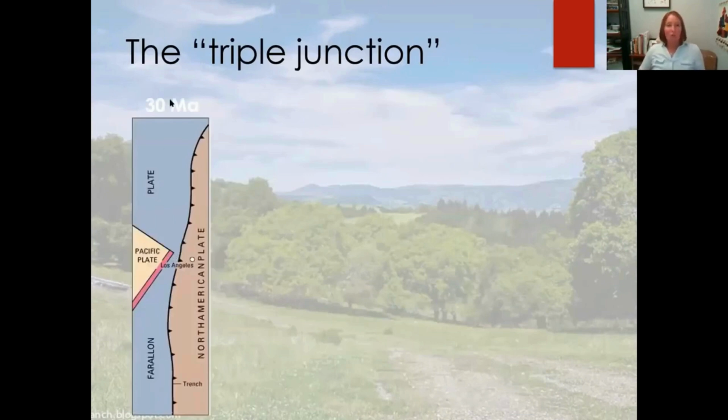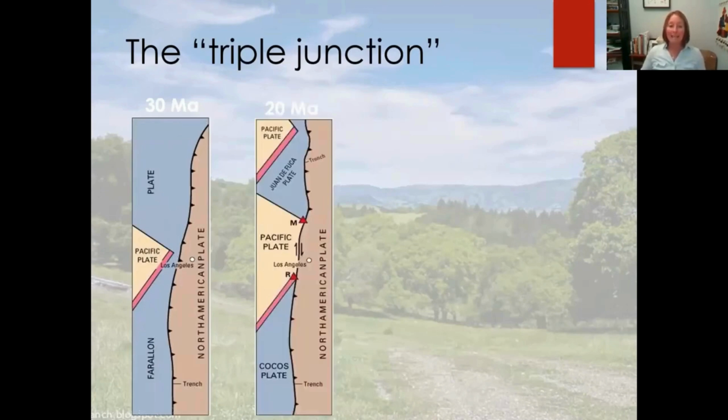I showed you this before. 30 million years ago, the Pacific plate was about to make contact with the North American plate. And when it did, it created two triple junctions. A triple junction is a location where three plates meet at one location. So we have Juan de Fuca, Pacific, and North American plate to the north. The M represents the Mendocino triple junction. And down here, we have Cocos plate, Pacific plate, North American plate. That R is the Rivera triple junction.